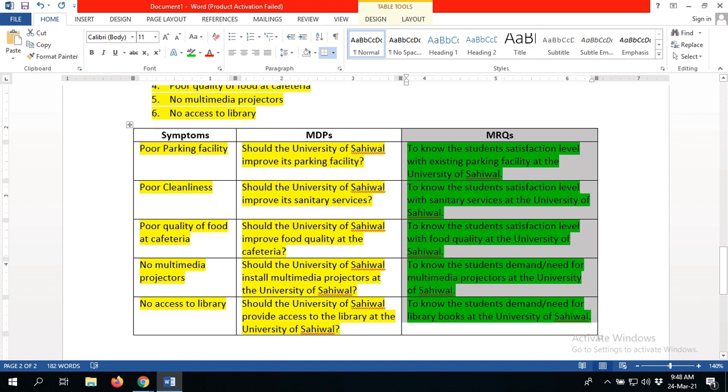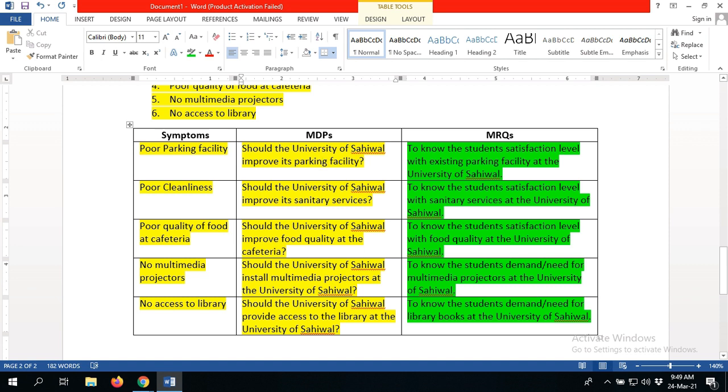Now let me make it clear that MDPs, management decision problems, are written from the context of management. Secondly, they are action oriented. For example, should the University of Saival improve its parking facility? Improving the parking facility is an action, and this action was written from the management perspective, that is, the University of Saival. Should the University of Saival improve its sanitary services? Again, action, written from the University of Saival.